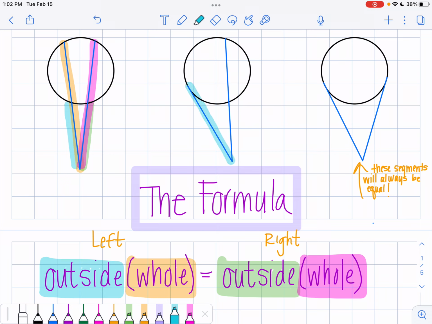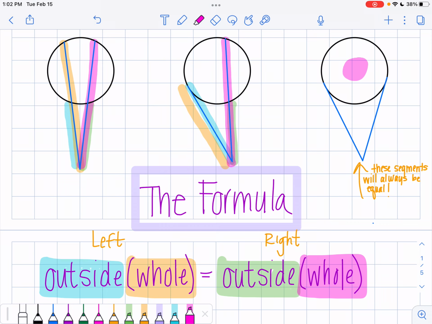Okay? For this middle scenario, the outside part of the line segment is this whole thing because the entire line segment is outside. Then I'm going to multiply it by the whole thing. Well, the whole thing also happens to be the part that's outside. So you're technically squaring that value, whatever it is. And you're going to set that equal to the outside part of the line segment multiplied by the length of the entire thing. On this third scenario right here, it looks like an ice cream cone.